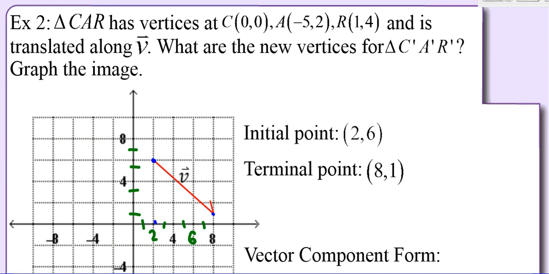Now the thing that matters the most from that vector is just how much it moves. We can see it's going to the right and it's going down. We just have to count it out. Don't forget to count by 2s. So 1, 2, 3, 4, 5, 6. It's going right 6.